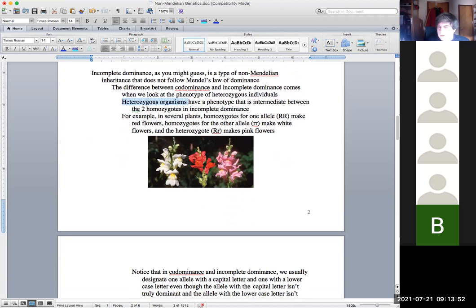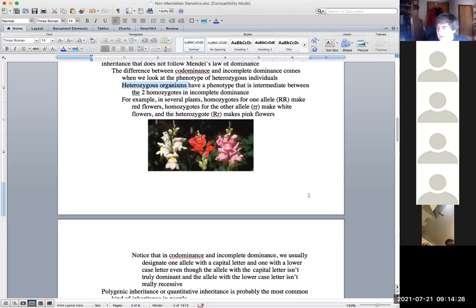So there are a lot of flowers where plants that are big R make red flowers, and plants that have a genotype of little r make white flowers. But plants that are heterozygous, big R, little r, don't make red flowers with white spots or white flowers with red spots. We can't see both colors. We get pink flowers. We get something kind of in between the two, like we would see if we were mixing pigments in a paint set. So really, codominance and incomplete dominance are very similar in that sense.